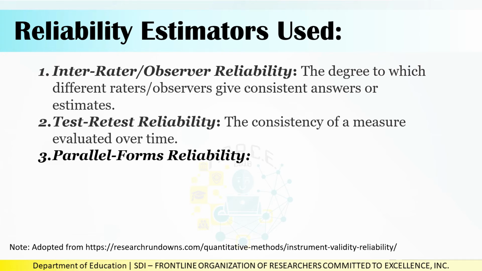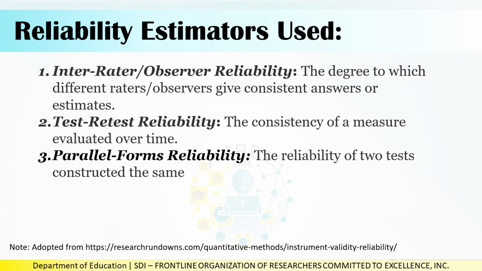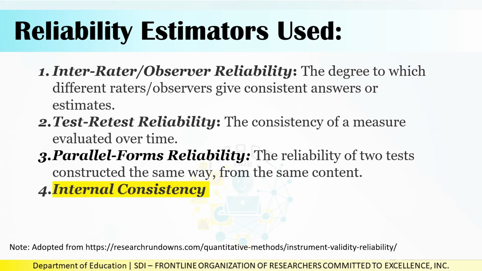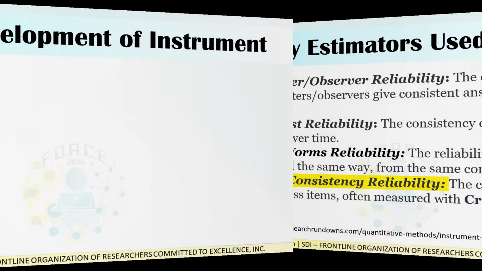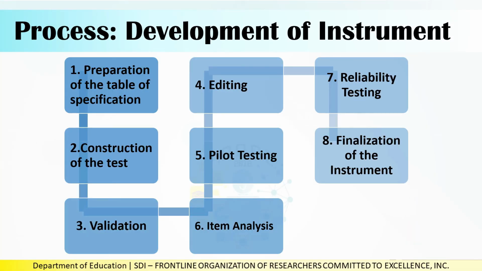Shown is number 1. Next, test-retest reliability, number 2. We are usually using the 4th, and this is internal consistency reliability, wherein the consistency of results across items is often measured with Cronbach's alpha.